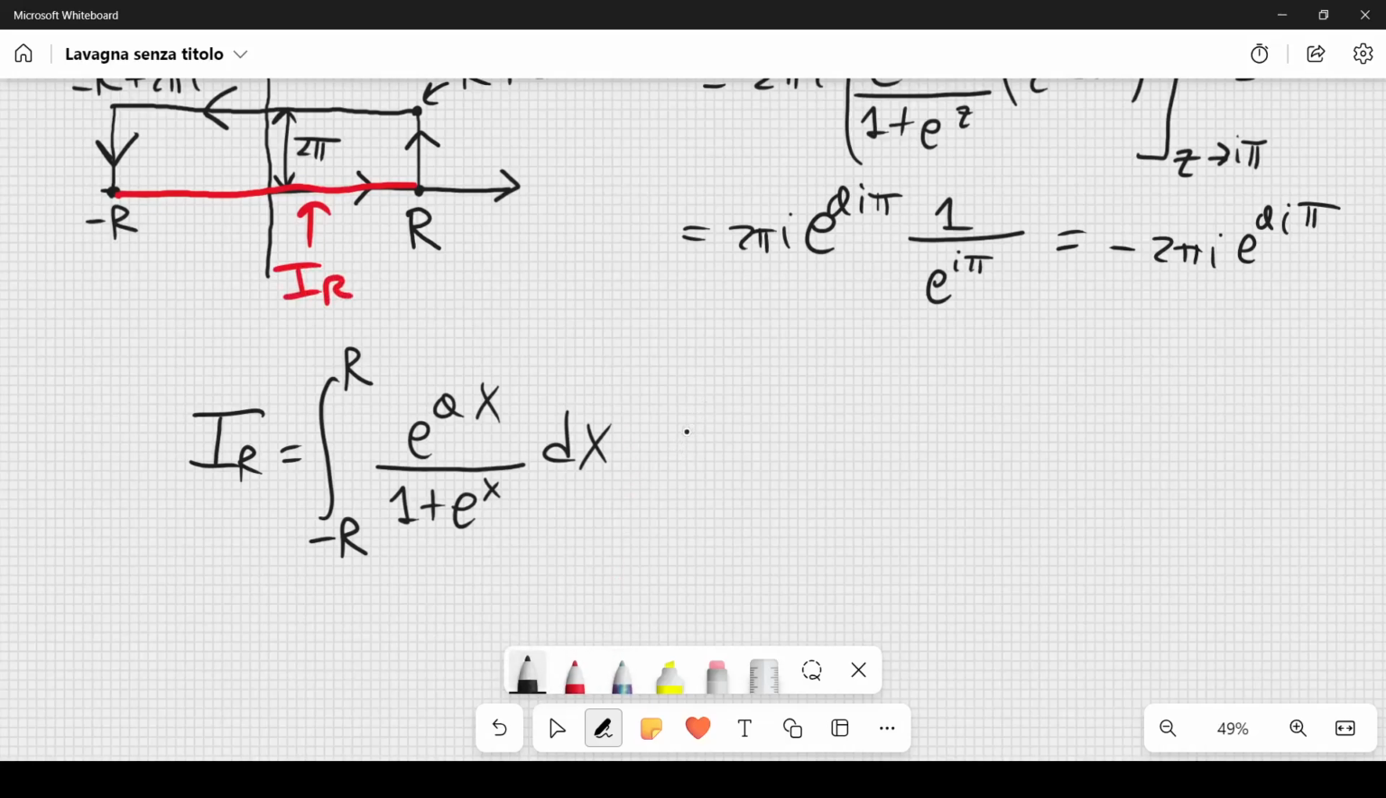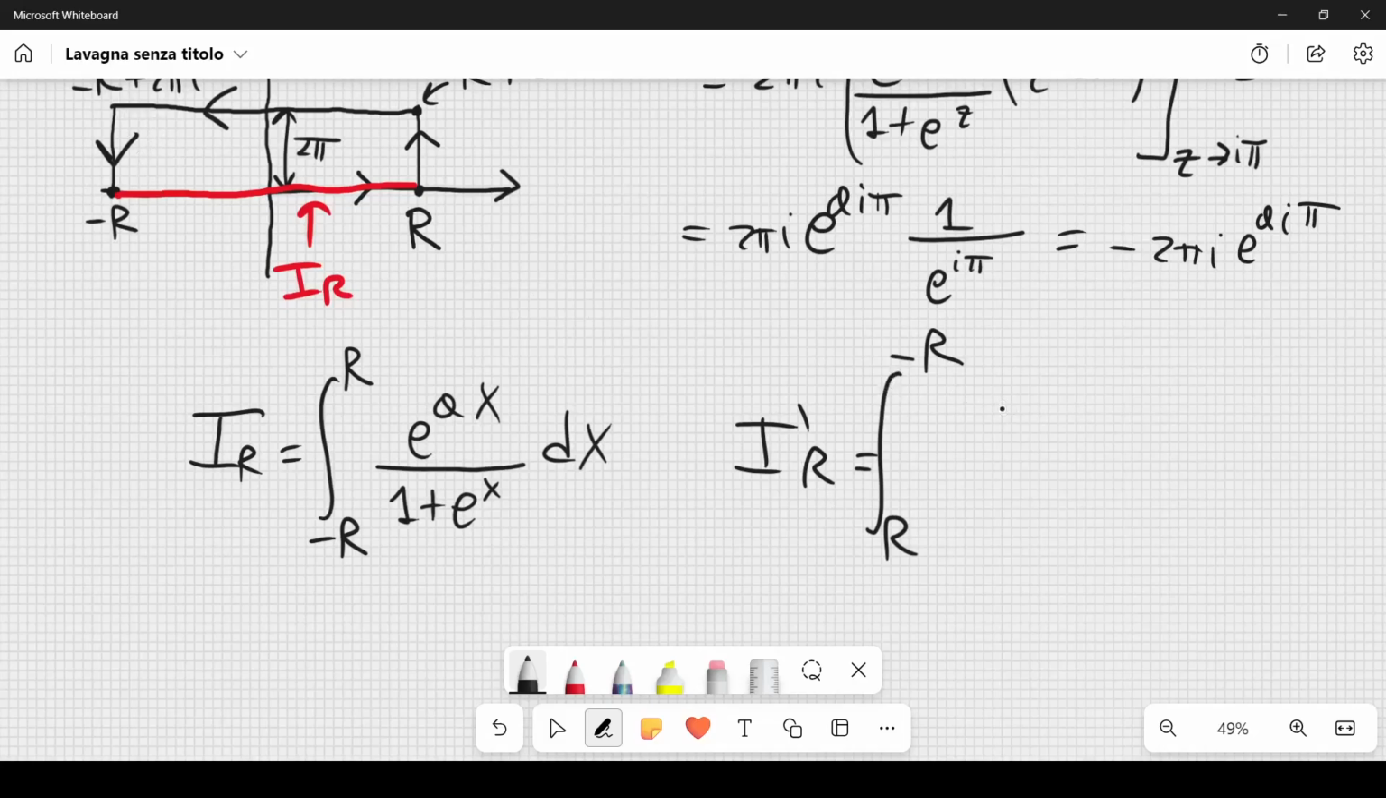And we can also define I prime sub R. It is the analogous integral, but it is performed over the top side of this rectangle here. So I prime sub R is an integral performed over this top side, and this is equal to the integral from R to minus R, because we are starting from this vertex and we are going over to this vertex here.